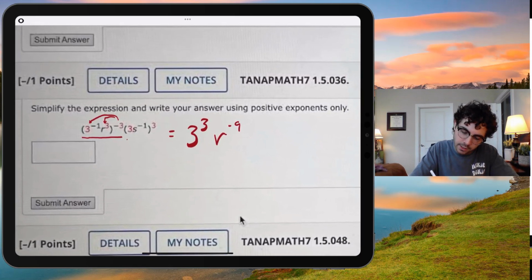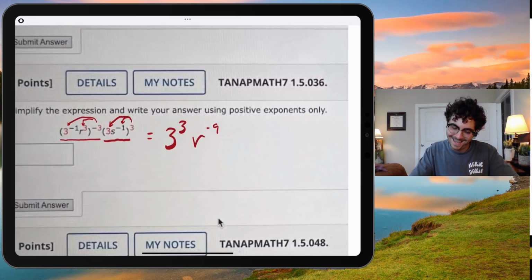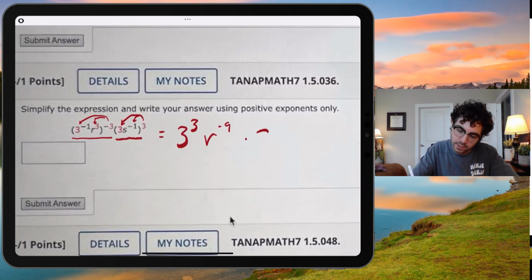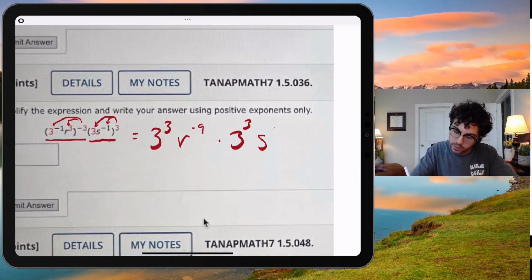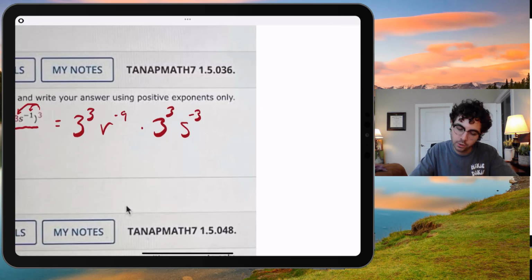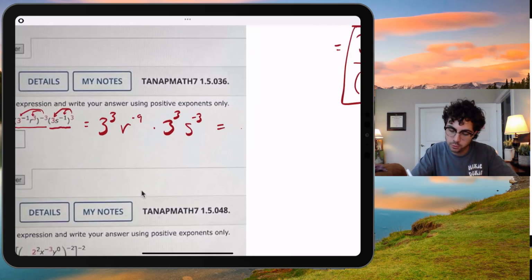So then do the same thing here. Distribute the 3 to the 3 and the 3 to the s to the negative 1. So what that looks like is 3 to the third and then s to the negative 1 times 3. So that is negative 3. Okay, so what can we do? We can do 3 cubed twice and we get 27 and another 27. So 27 for this one, 27 for that one.